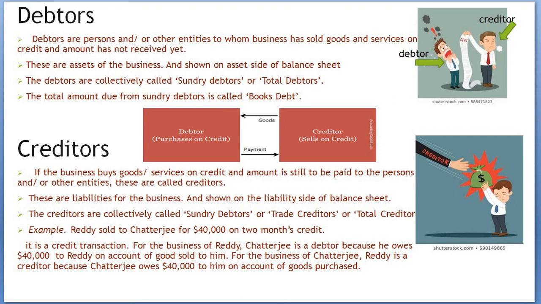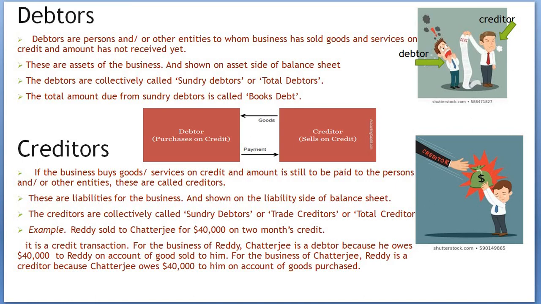In future he will make the payment to you. These are the assets of the business. Debtors are the assets of the business and shown on the asset side of the balance sheet, because the cash in hand lying with your debtor is your asset. Today or tomorrow, after 2 months or 3 months, you will receive that amount. The total amount due from sundry debtors is called book debt. The amount receivable from the debtor is known as book debt, and the person from whom the amount is receivable is known as debtor.